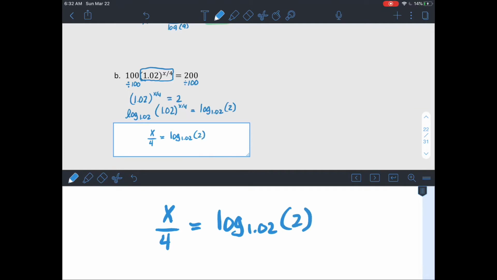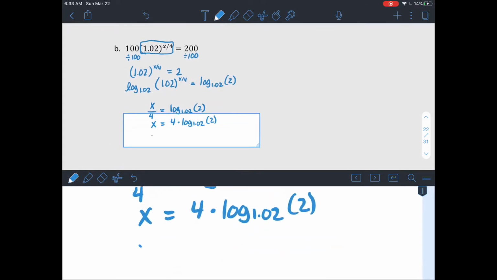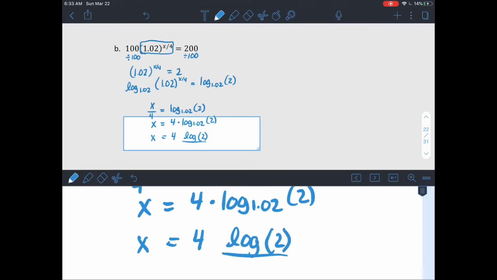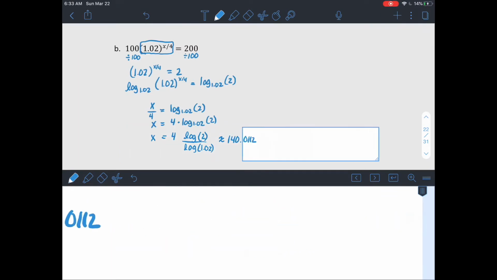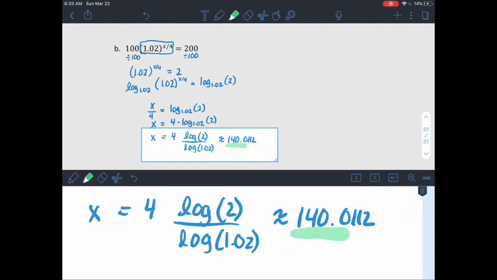I'm not solved for x yet. I need to multiply both sides of my equation by 4, which will make it x equals 4 times that logarithm. Now let's actually approximate it. So if you use your change of base formula, you'd have 4 times log of 2 divided by log of 1.02. Punch it in a calculator. People tend to screw these up in calculators, so just be super careful with all your parentheses. You should get approximately 140.